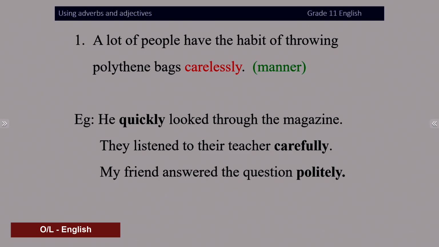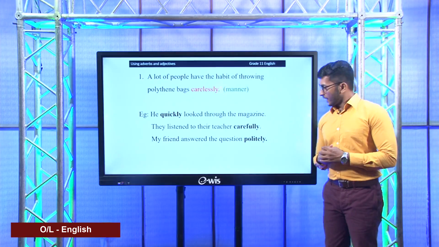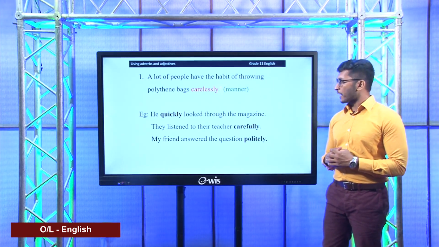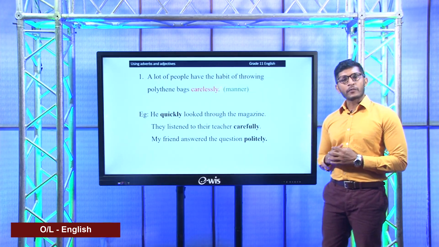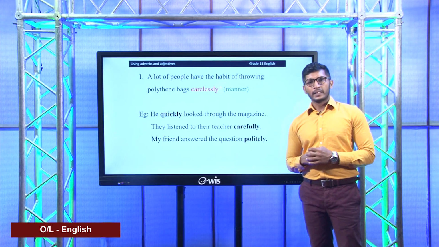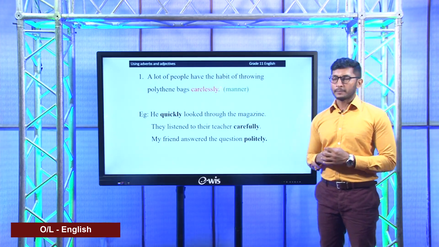The second one, they listened to their teacher carefully. How did they listen to their teacher? They listened to their teacher carefully, which describes the action. Here, listen. The third one, my friend answered the question politely. Here the adverb politely describes how did my friend answer the question. My friend answered the question politely. Hope that is clear to you. Let's move on to the next type of adverb.